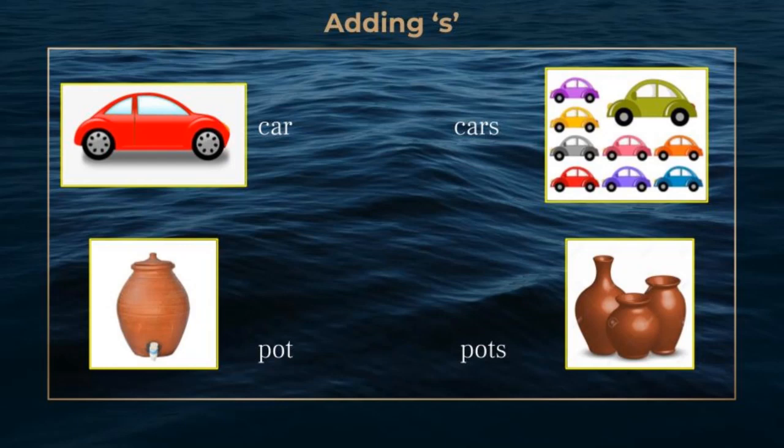Let's move to the next picture, that is pot. Is pot a singular noun? Yes, you're right. Pot is a singular noun. What is the plural form? The plural form is pots by adding the letter s to the word pot. Students, the given singular noun is car. The plural form of car is cars. And the second example is a pot. It is a singular noun and the plural form is pots.